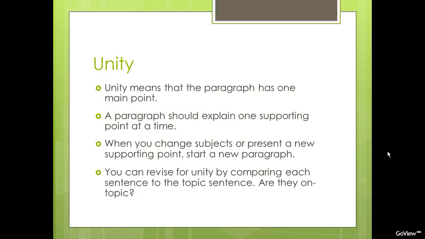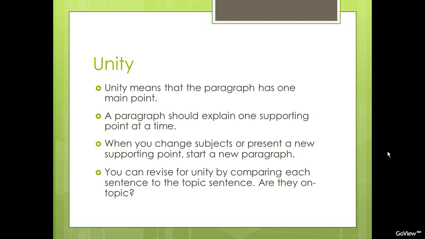Now, the fourth thing that a successful paragraph needs is unity. Unity means that the paragraph has one main point. A paragraph should explain one supporting point at a time, meaning it should not be about 2 or 3 different things. It should have one clear, specific topic sentence, and the whole paragraph should focus on supporting that topic sentence.